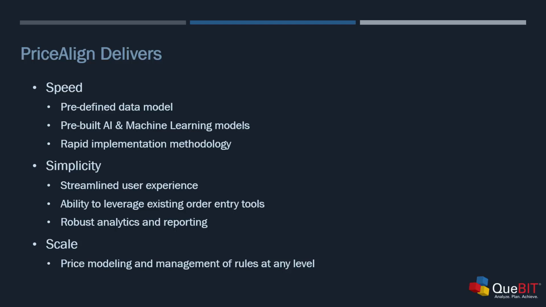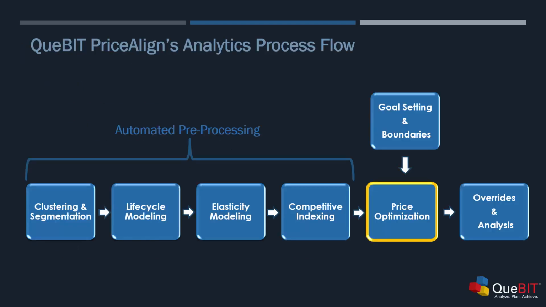With scale, the ability for price modeling and management of any rules at any level, whether that's down to the customer, location, or product level. Today we'll be illustrating PriceAlign's analytic process flow in the demonstration.